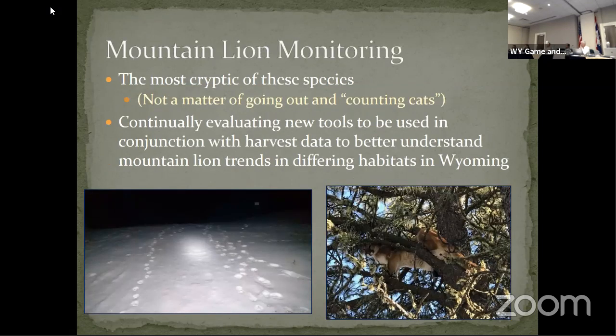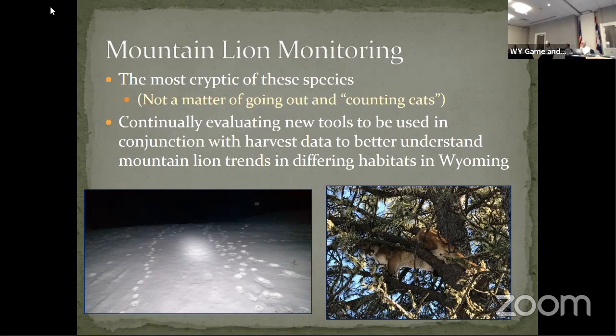So I'm going to start with mountain lions. Mountain lions are the most cryptic of these animals that we deal with. It's not a matter of going out and counting cats. You can't do flights. We've tried, but you can't do flights to enumerate mountain lions, even if you're using tracks. We're still working on some infrared. But again, we're continually evaluating new tools that we can use in conjunction with our harvest data to better understand what's going on.